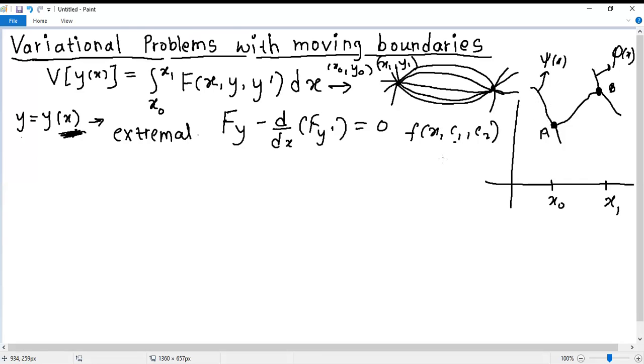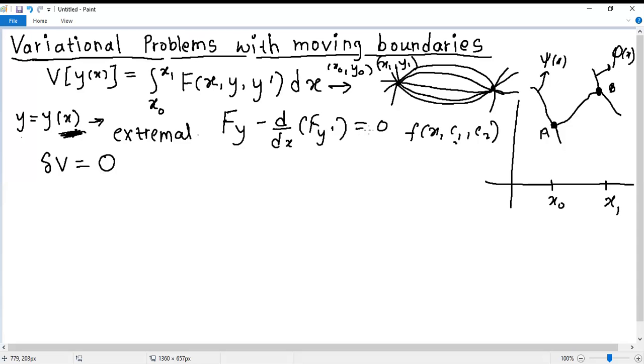Therefore we need some additional conditions, called the transversality conditions, to determine the constants c1 and c2. The missing conditions for determination of the arbitrary constants of the general solution of the Euler-Lagrange differential equation have to be obtained from the basic necessary condition for an extremum, which is the vanishing of the variation delta v. We will find these conditions by using the fact that if the extremum is attained on a curve y equal to y of x, then delta v is equal to 0, that means the variation is 0.